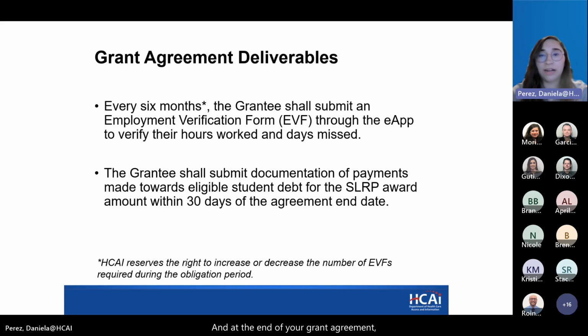And at the end of your grant agreement, you will be required to submit documentation of payment made towards your eligible student debt. So these documents should be submitted within 30 days of the grant agreement date.